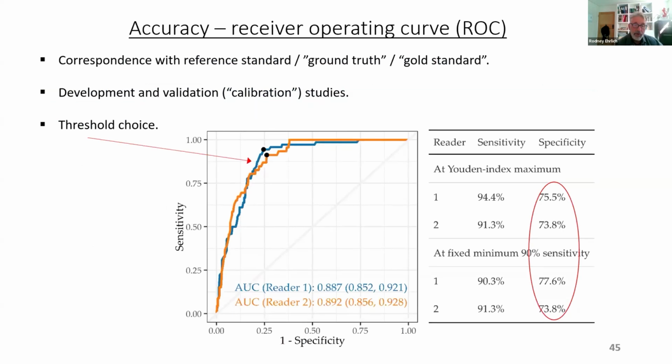So accuracy is a requirement for utility, in other words, for practical applicability that does the things that we heard from the first speaker. It's based on correspondence with the reference standard, which I've just mentioned. It depends on validation and calibration studies. We've done some, and you'll find those online. And in order to proceed, it requires a choice of threshold.